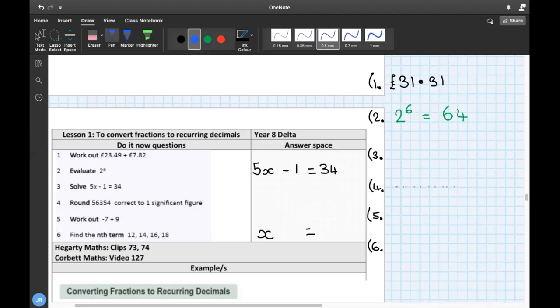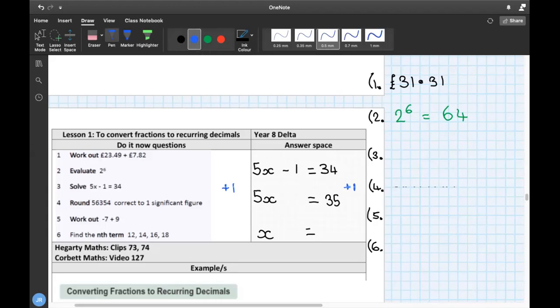So imagine you're on a number line. How are you going to get from minus 1 to 0? You will have to add 1. And to keep our equation balanced, we must always do the same thing to both sides. So we need to add 1 to this side as well. So if we've got 5x minus 1 add 1, the minus 1 and add 1 will cancel out. We're only going to be left with 5x on this side. I then need to do 34, add 1, and I get 35.